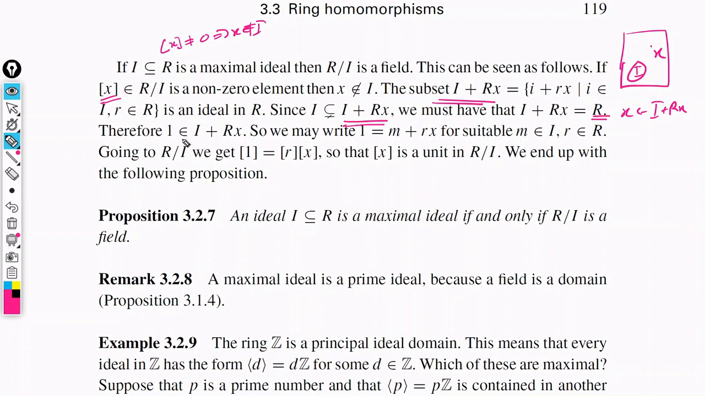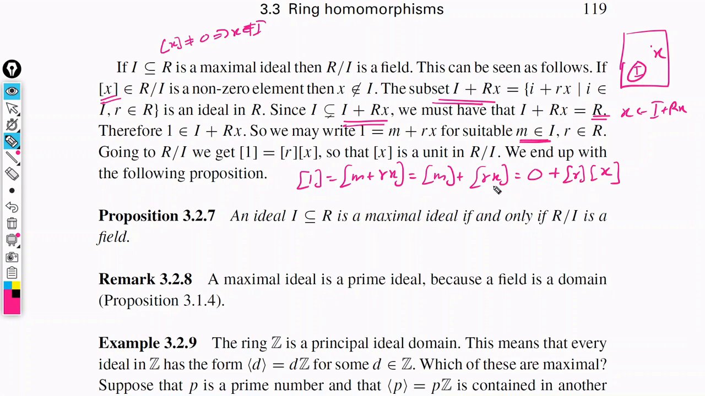A ring contains a unity, so 1 belongs to I plus Rx. 1 belongs to I plus Rx means 1 is of the form m plus rx for some m in I and some r in R. That means 1 equals m plus rx for some m belonging to I and r belonging to R. Since 1 equals m plus rx, their cosets are the same. So coset of 1 is equal to coset of m plus rx. And using our coset addition, we can split this as coset m plus coset rx. And what about the coset m? Coset m is 0 because m belongs to I.